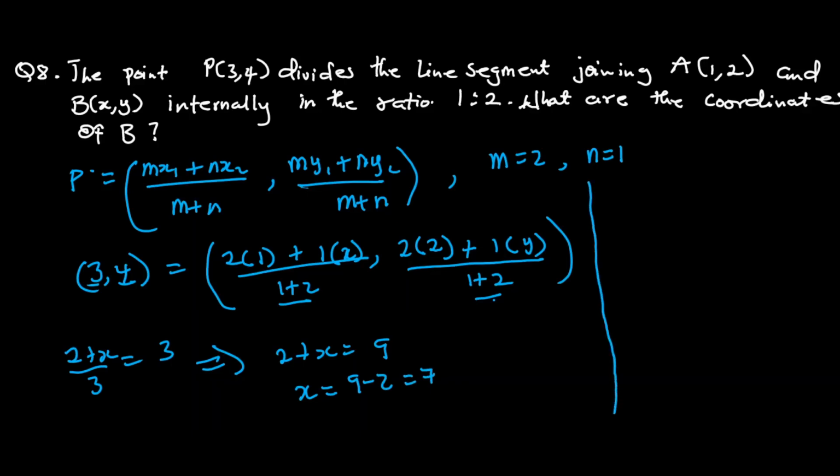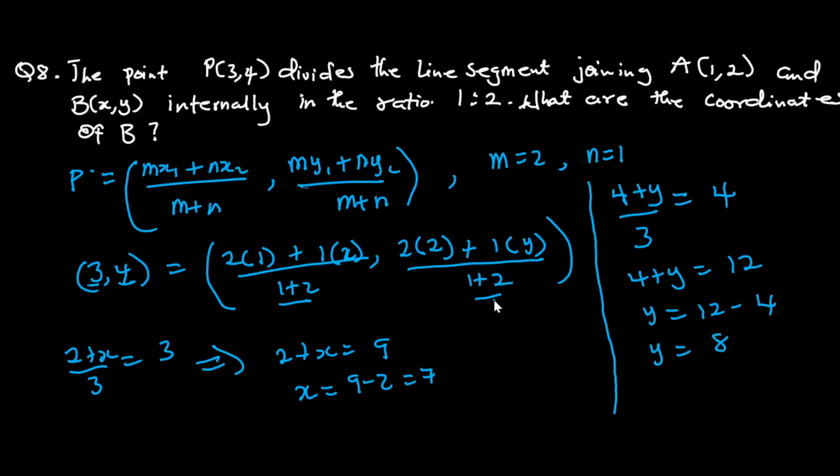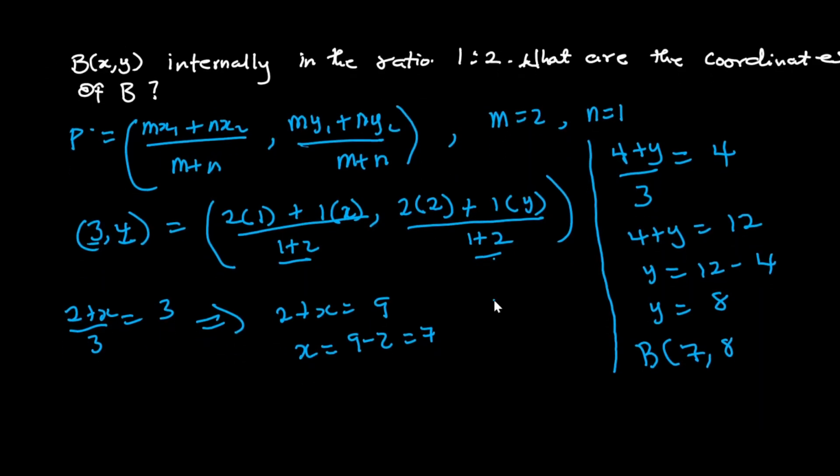So we've gotten a point for 7 for x. We do the same thing for y. So if I evaluate whatever is here, I'm going to have 4 plus y all over 3 to be equal to 4. I do the cross multiplication. I have 4 plus y is equal to 12. And I have y to be equal to 12 minus 4. And that will give me y is equal to 8. And so the point for B is supposed to be 7, 8. And so the correct answer is B, which is 7 and 8. So that is the correct answer. So the answer is B.